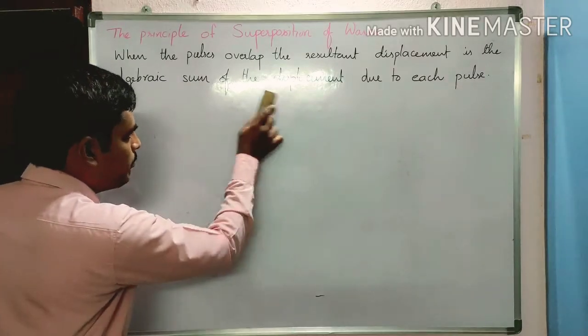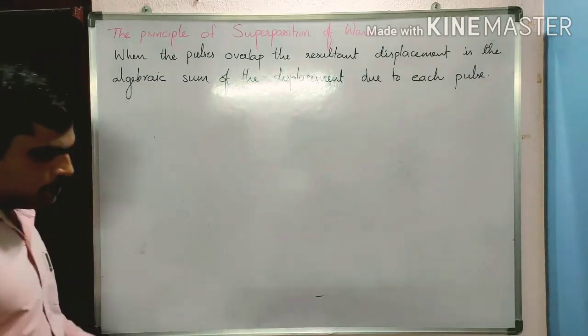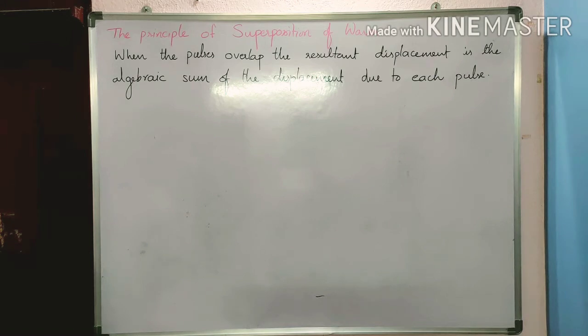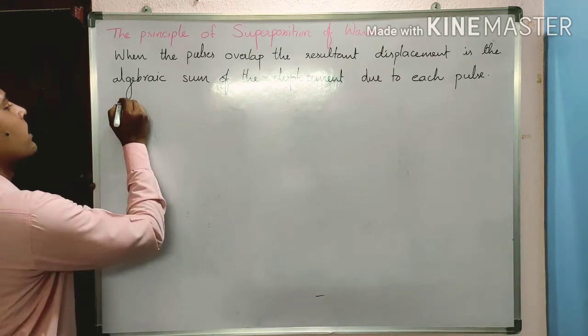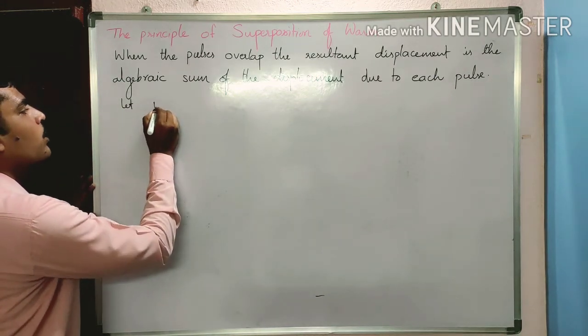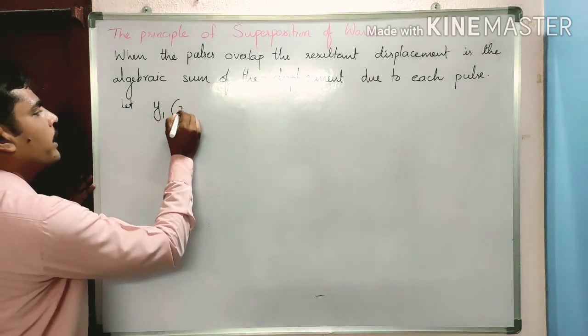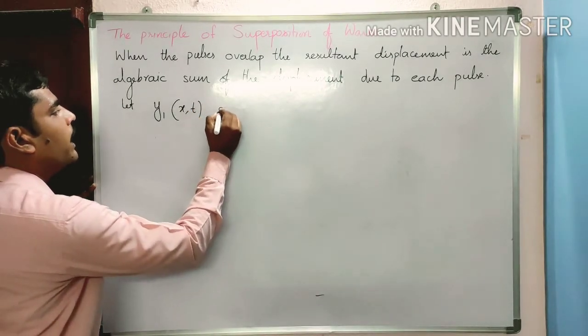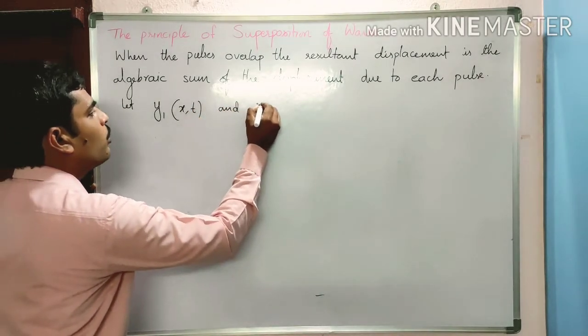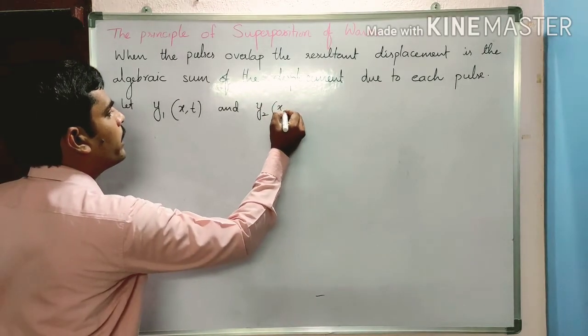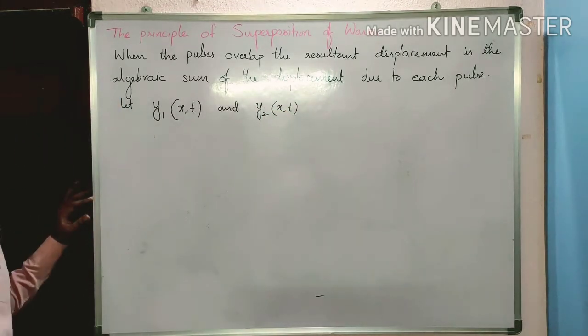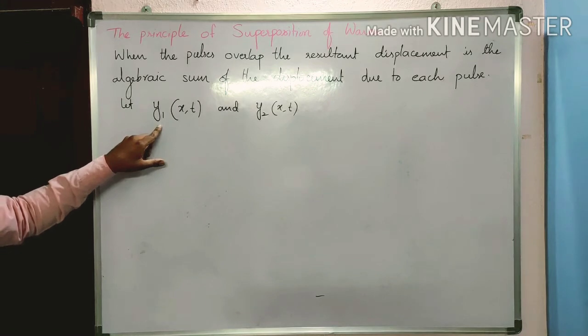Let us give one mathematical approach. What is that mathematical approach? Let y1(x, t) and y2(x, t). y is the displacement of a wave.